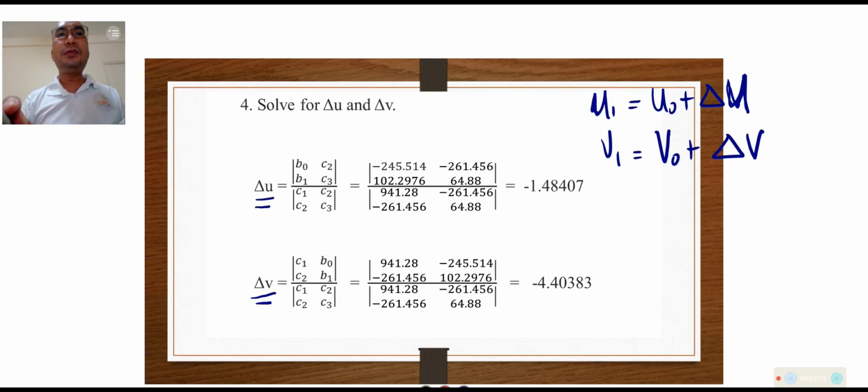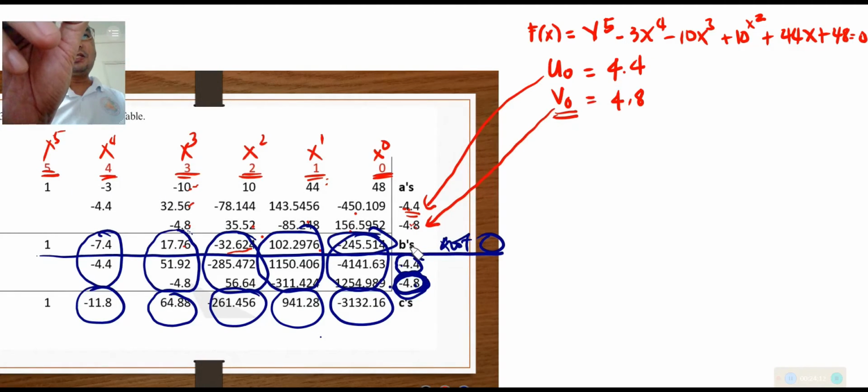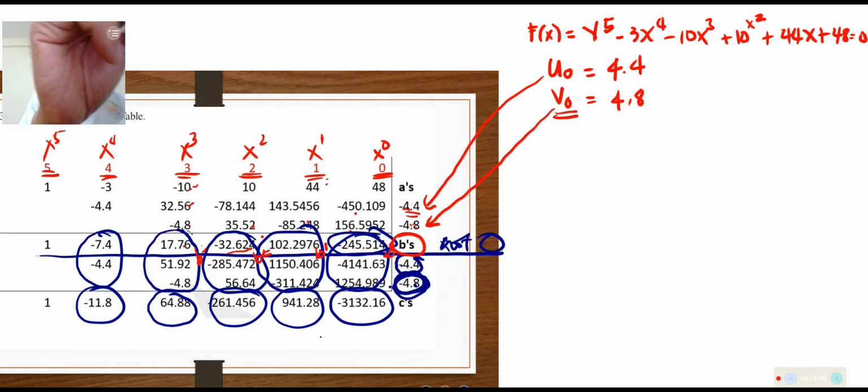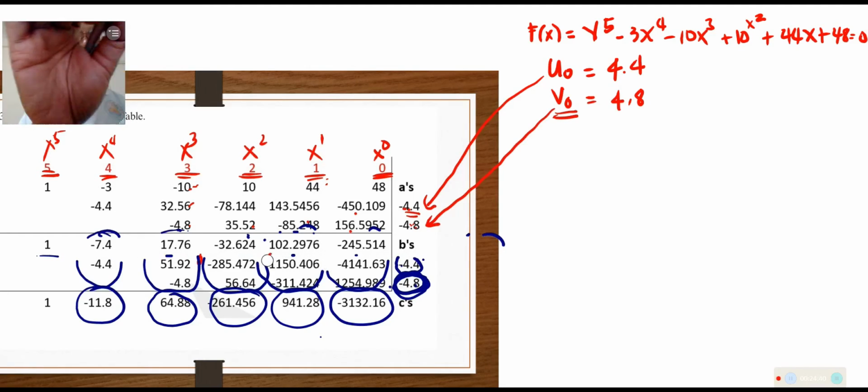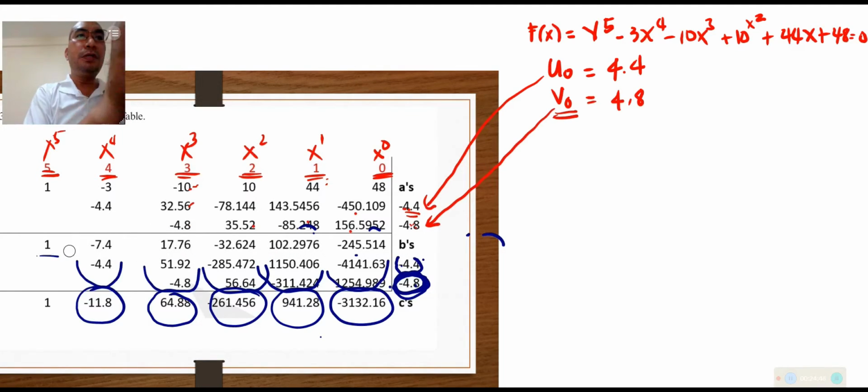So what is the formula for delta U and delta V? It is given this one. So what is the value of B0, B1, C2, and C3? Going back here, what is the value of B0? Again, these are the B's. This is B0. This is B1. This is B2. This is B3. Let me erase this first. Let me clean this one so that it could be visible to you.